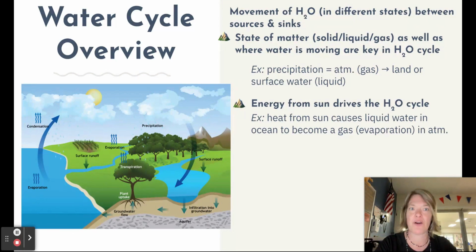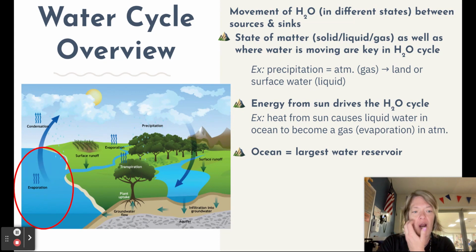Okay, so the energy that drives the water cycle comes from the sun, which is where all the energy on our entire Earth originates. The heat from the sun causes liquid water in bodies of water, whether oceans, lakes, or rivers, to heat up to the point that it evaporates, turns into a gas, and returns to the atmosphere. That's what drives this cycle of water moving from liquid form to gas form and back to liquid form.